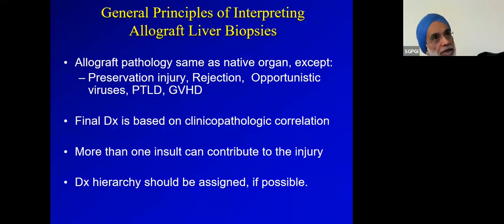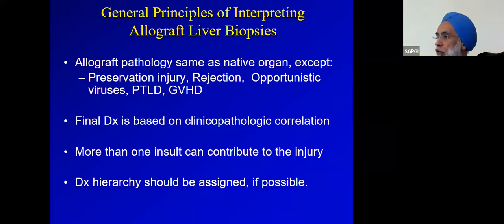There are some general principles of interpreting allograft liver biopsies. The most important one is to remember that the transplanted liver is really a liver. So it will have the same pathology as you see in non-transplanted livers, but there are some peculiarities. There'll be preservation injury, rejection, opportunistic viruses, and PTLD. Sometimes there will be graft versus host disease.